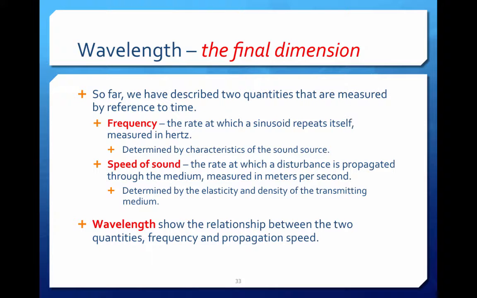The final dimension of the wave, which we're going to discuss, is the wavelength. So we've spoken about frequency, which is the rate at which the sinusoid repeats itself, measured in hertz, determined by the characteristics of the sound source, and the speed of sound, the rate at which the disturbance is propagated through the medium, measured in meters per second, determined by the elasticity and the density of the medium. The wavelength shows the relationship between the frequency and the speed of sound.